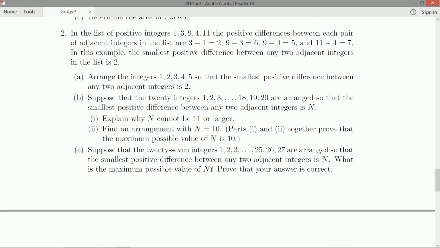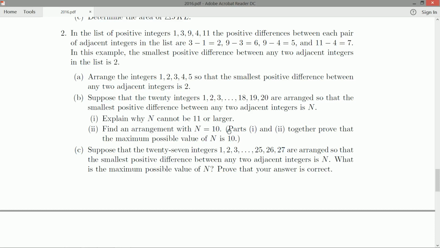So here in B, they're telling us 10 is the answer we want. In C, we would have to figure out what that n is. So how does 10 relate to these 20 integers? And why can't it be 11 or larger? The first thing that pops into my mind is 10 is half of 20. Now you can't half 27, so we'll have to do a little more investigation.